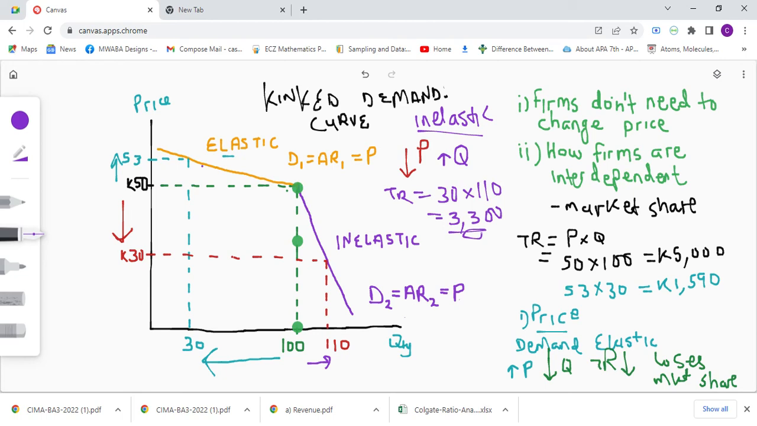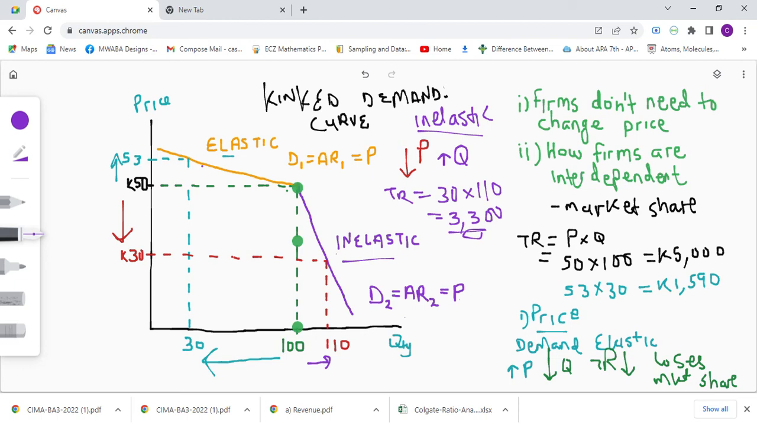So it wouldn't be a good idea to reduce price because other firms are going to follow suit and copy you. And what will happen is eventually your total revenue is going to reduce because as other firms have copied you, demand becomes inelastic. So even though you reduce price by a high amount, your quantity will just increase by a small amount.